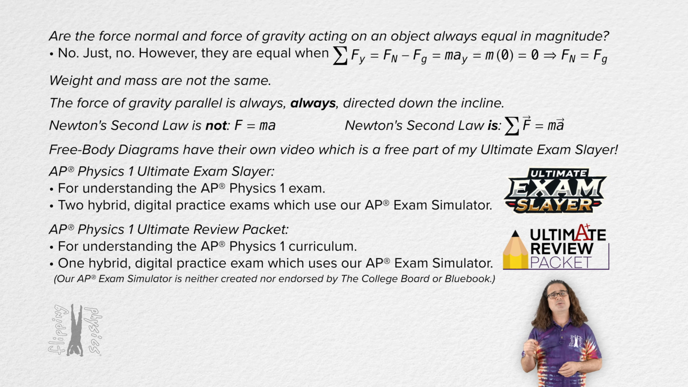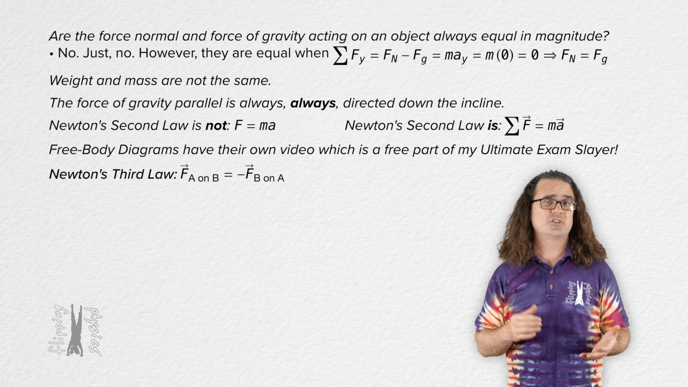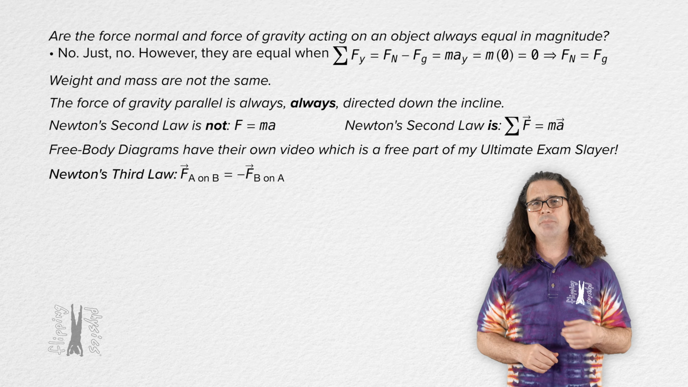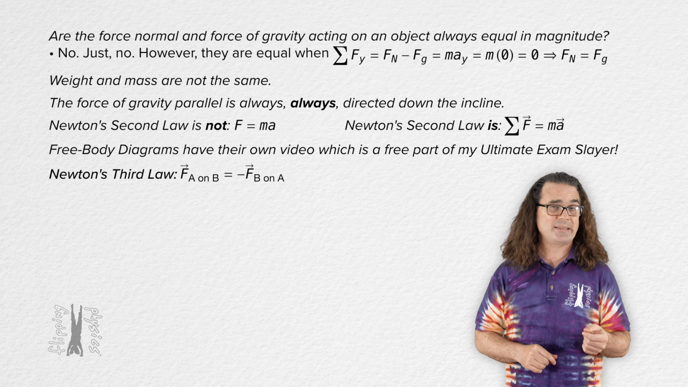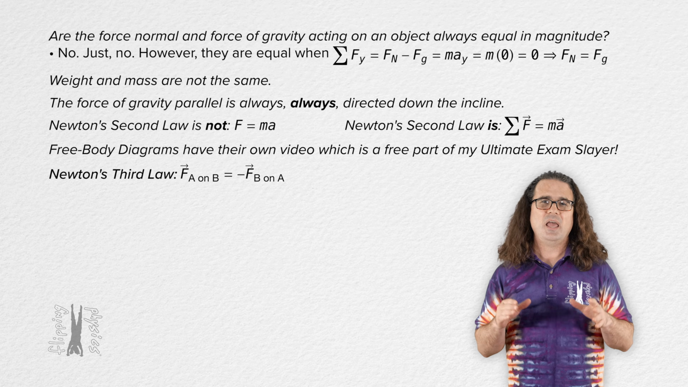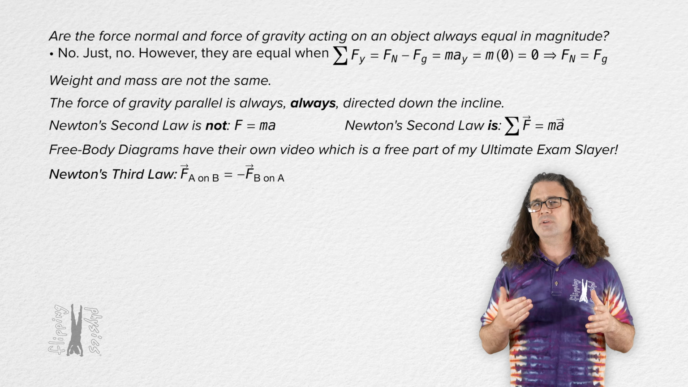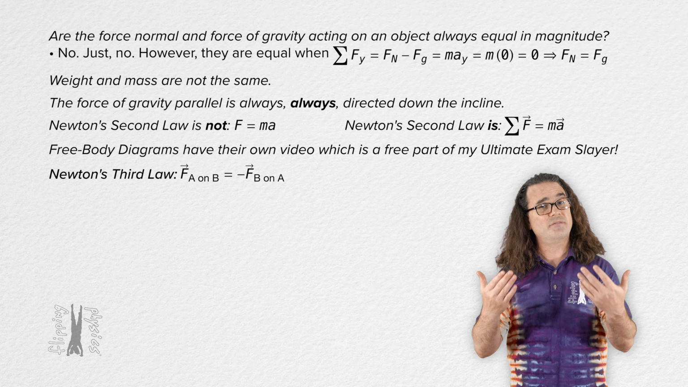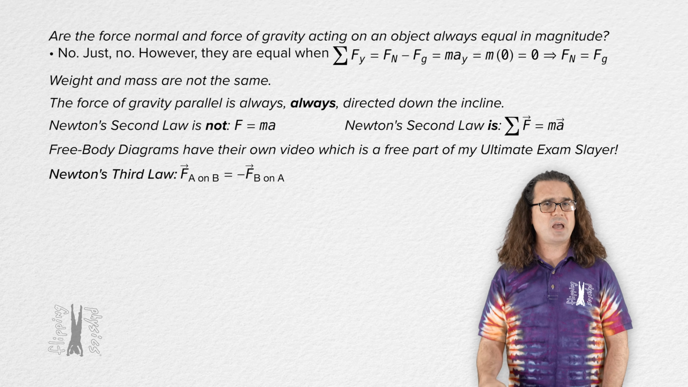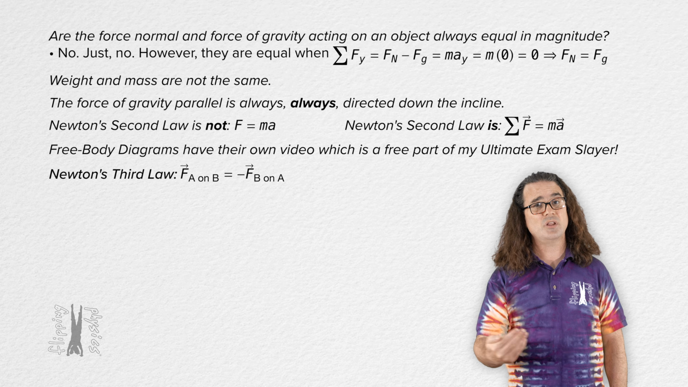Okay, let's talk about Newton's third law. For every force object A exerts on object B, object B exerts a force with equal magnitude but opposite direction on object A. And force is, of course, a vector. Actually, I'm going to turn this over to the three of you. What do you think common stumbling blocks are for students with regards to Newton's third law?